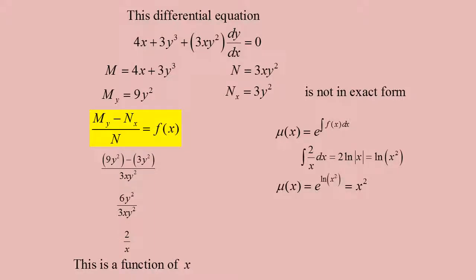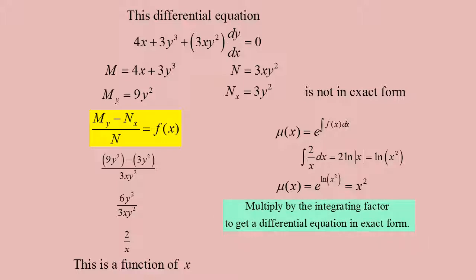Now what that means is we can multiply through by x squared, and our differential equation will be in exact form.